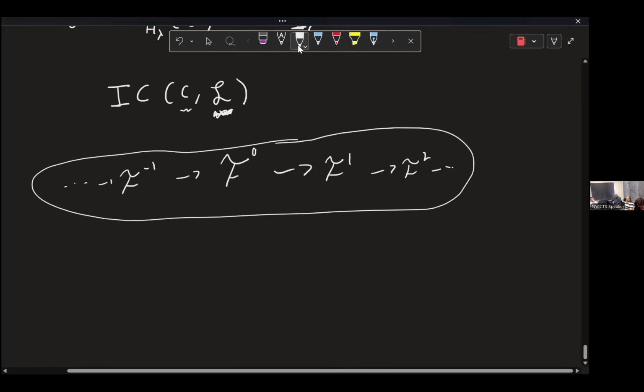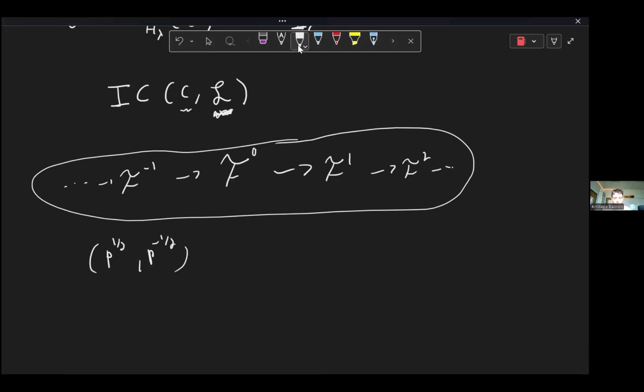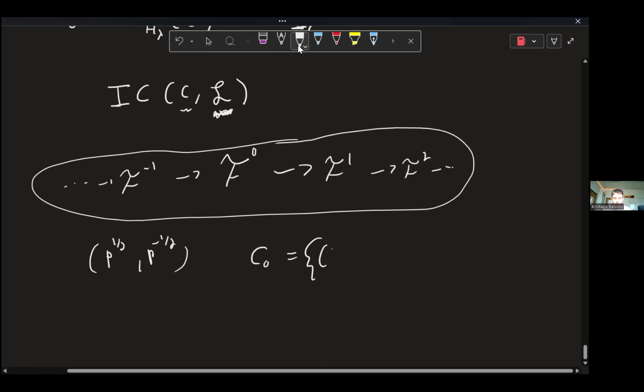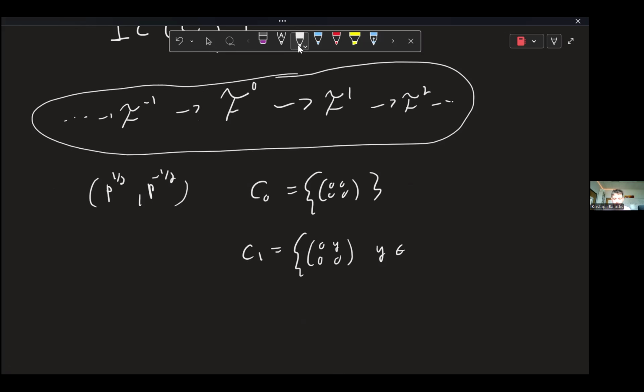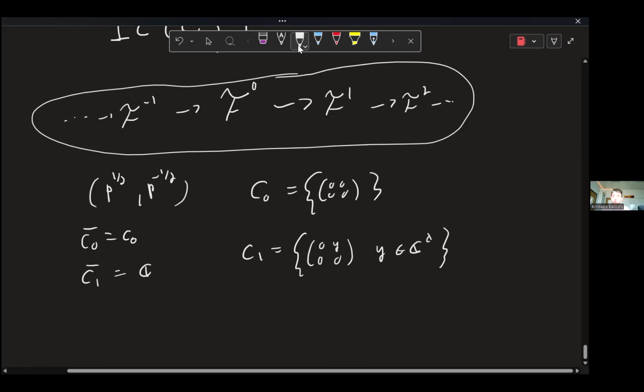So if we go back to this example where I had p1 half, p minus 1 half, I had two orbits. I had C naught, which was just the zero matrix, and I had C1, which is just the upper triangular matrices where y is non-zero. And both of these have smooth closure. And the effect of that is that there's no issue extending these local systems to a local system on the entire variety. Basically, the obstruction that could possibly exist is singularities.